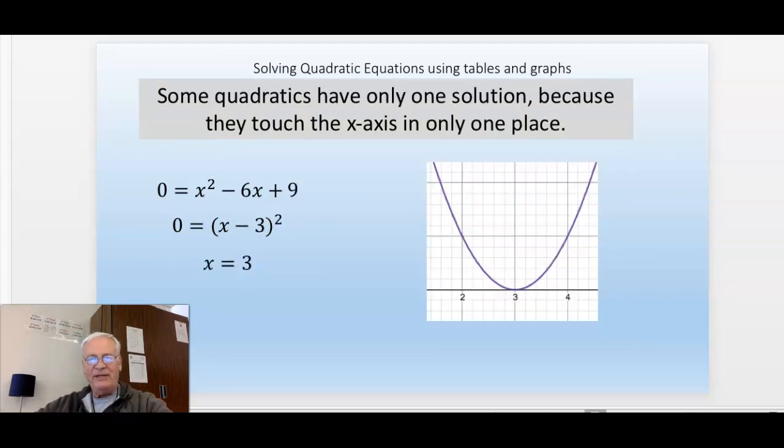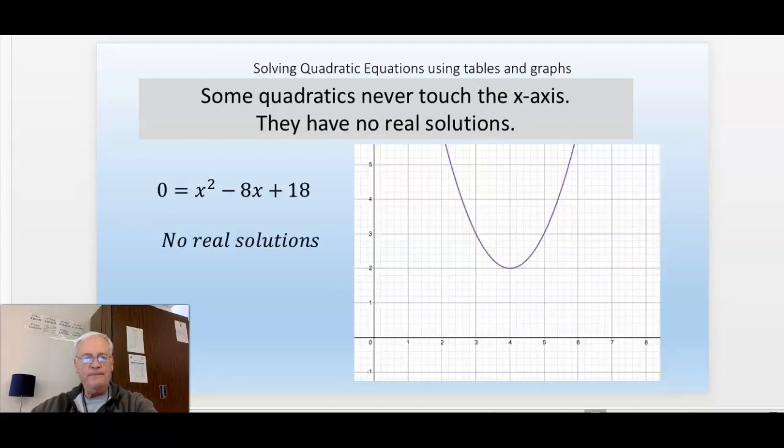Some quadratics only have one solution. They just come down and touch the x-axis in one place. This is a perfect square. x minus 3 just touches at 3, and where x equals 3, that's the solution. Again, it touches the x-axis at the vertex.